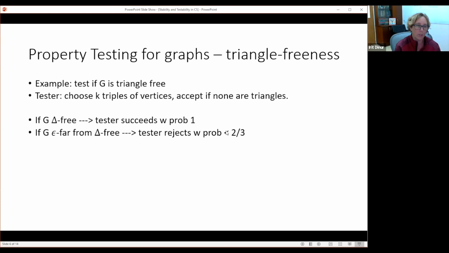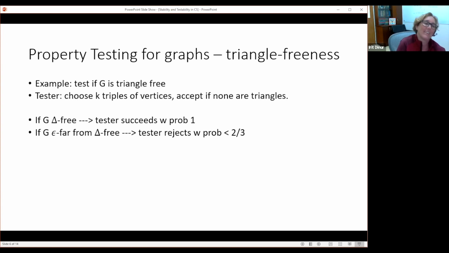Okay, you want to be able to notice the fact that it's far from triangle free. So what does it mean, epsilon far from triangle free? It means in order to kill all the triangles, you need to remove at least epsilon times n squared edges. If you remove fewer than that, there will remain a triangle. Such are graphs that we expect to detect in our testing.